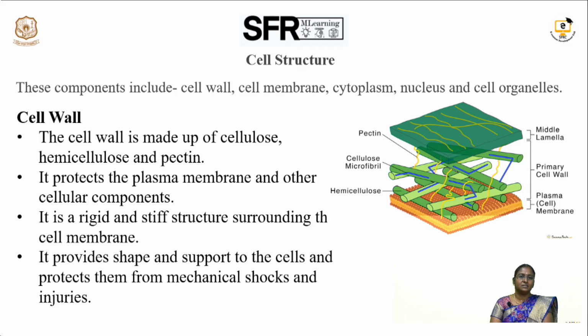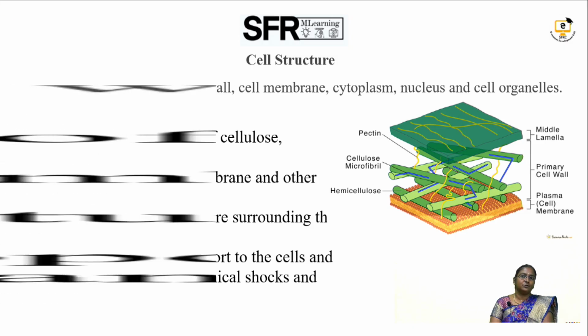The first one is the cell wall. Cell wall is made up of cellulose. It is found as the outermost covering of the cell. It is made up of cellulose, hemicellulose and pectin. It protects the plasma membrane and the internal cellular organelles. So it is the outer protecting layer of the cell. It is rigid and stiff in structure, surrounding the cell membrane. It provides a proper shape and support to the cells and protects them from mechanical injuries.